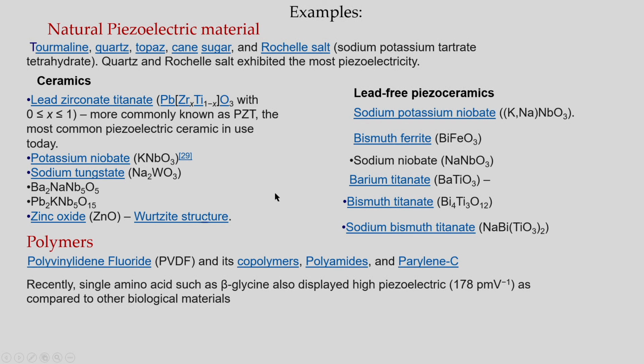So these are ceramics, and because ceramics are brittle in nature, for flexible applications, if you want to study something for health applications, then you need a flexible membrane. So in that case polymers also show this effect. Polyvinylidene fluoride and its copolymers, and polyamides, also show piezoelectric effects. So in this way you can see that we have 4 categories of piezoelectric materials: one is natural, another is lead-based ceramics, then lead-free ceramics, then the polymers.